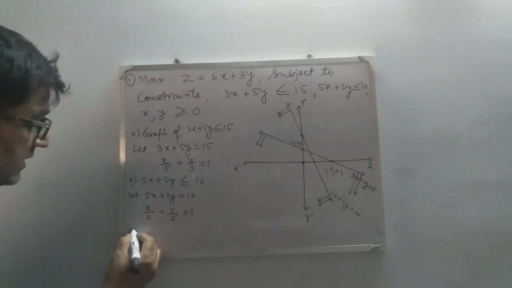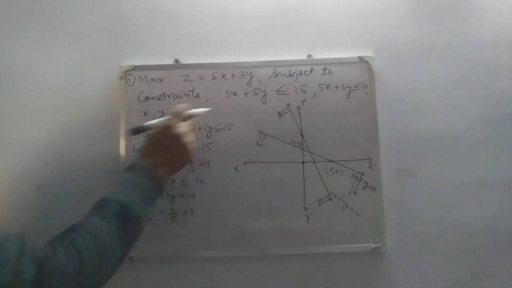Again, now we take the third inequality, that is x comma y greater than or equal to 0.